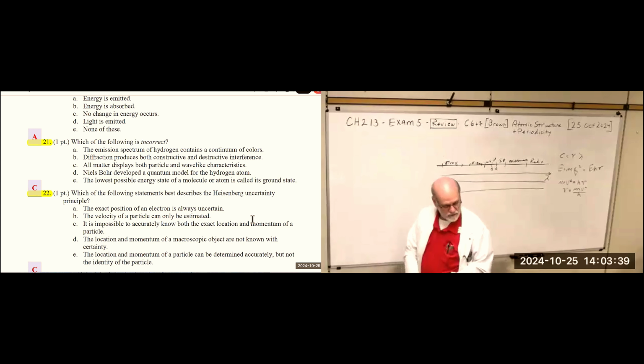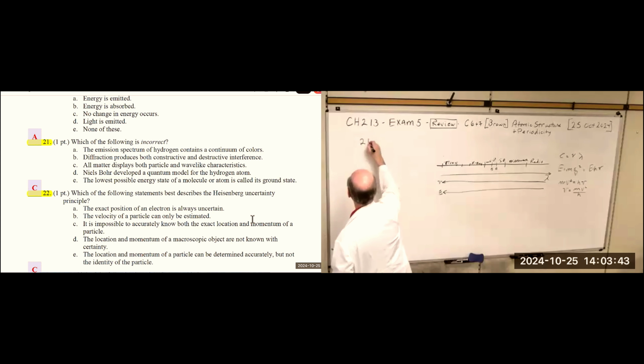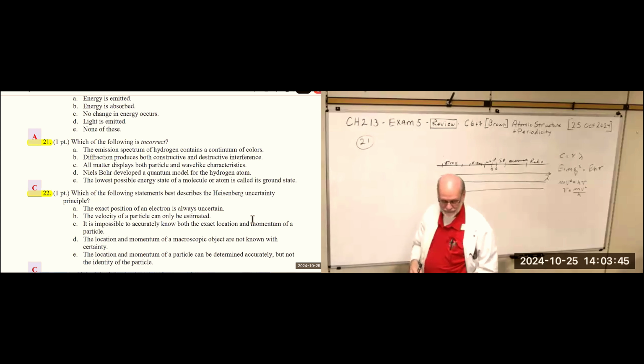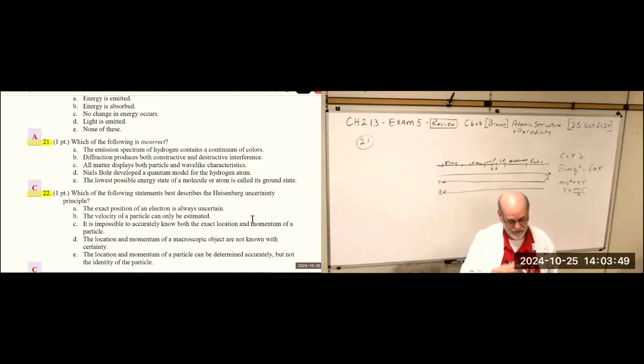We go to 21. Which of the following is incorrect? All right, let's see. We don't have any wonky ones like "2 of the above" and "none of the above." So if we work our way down and find the right answer, we can stop.